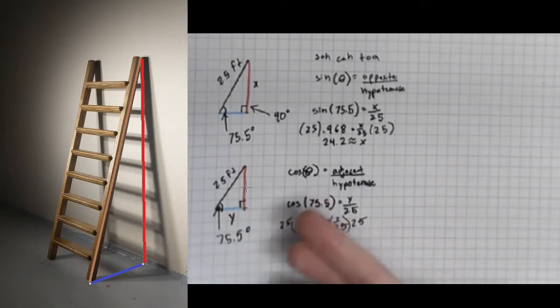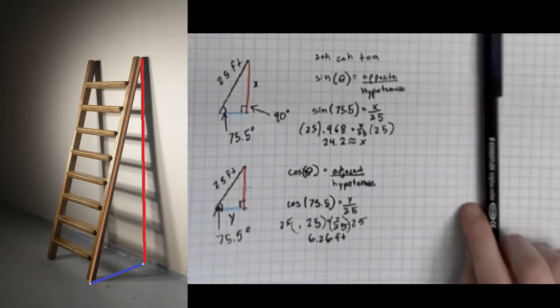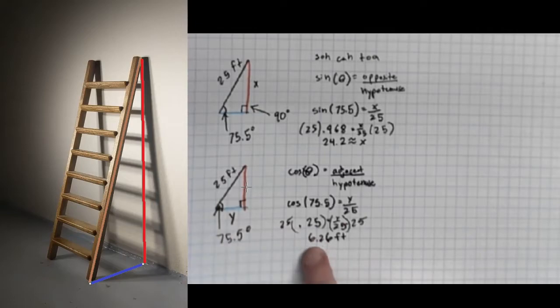And the question is, why are we doing this? Because it says we don't have a protractor. But what we probably do have is a tape measure. So we're going to be measuring the distance from the wall to where we want to place the ladder. And we can get that distance, this blue line here, should be about 6.26 feet away from the wall. And from there, we can guarantee that this angle measured right down here will be 75.5 degrees.